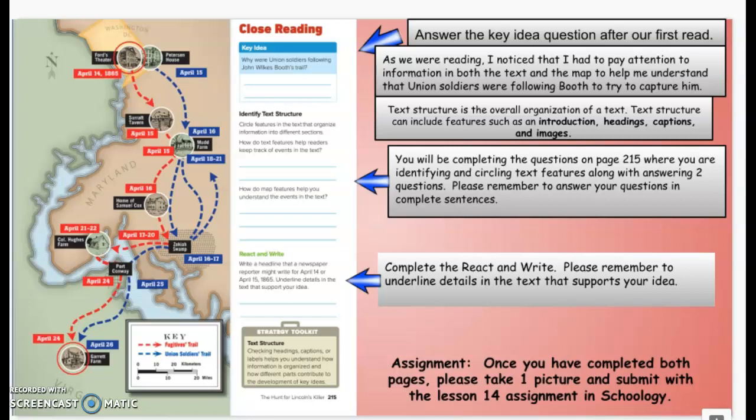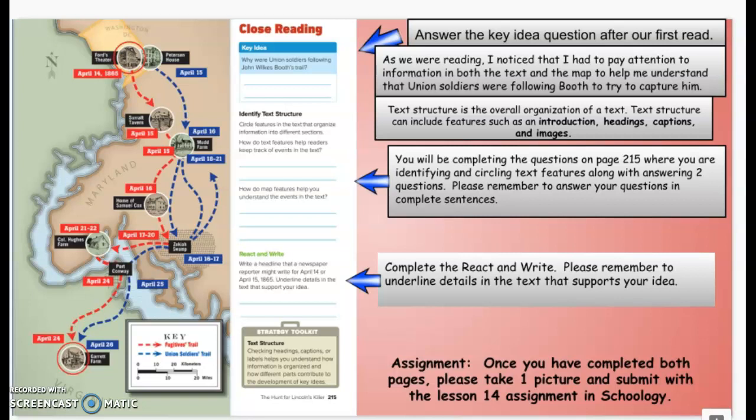You're going to write a headline that a newspaper reporter might write for April 14th or April 15th. Underline details in the text to support your idea. And again, when you're looking at that, go back to page 214, and is there any information in either April 14th or April 15th that would give you a good heading? Like maybe the manhunt for an assassin. And then what information could you use from those entries, either April 14th or April 15th?